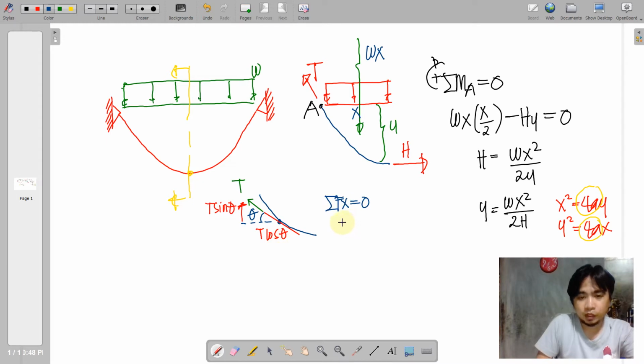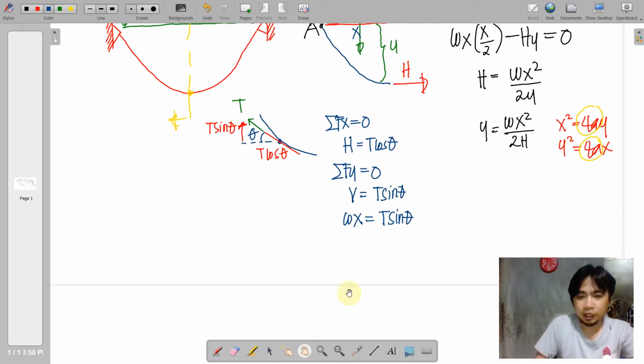If you perform the equilibrium equation along x, we can just say that your horizontal component H is equal to T cosine theta, and upon equilibrium equation along y, we have the vertical force V is equal to T times sine theta. So we further expand V. V is resisting the product of the distributed load times whatever the value of its distance x. Hence, we can say that Wx is equal to T sine theta.